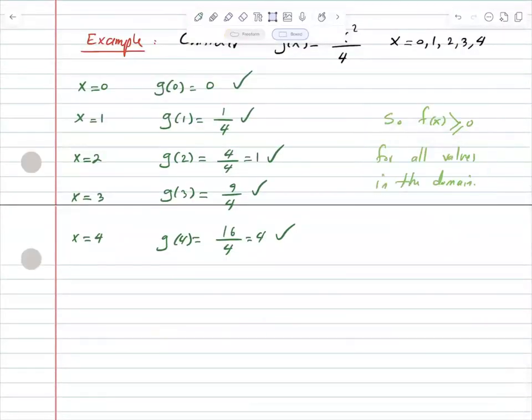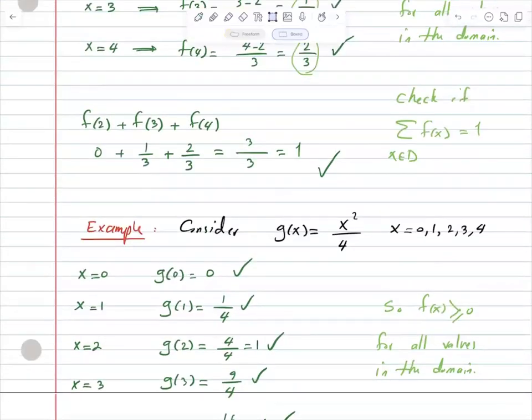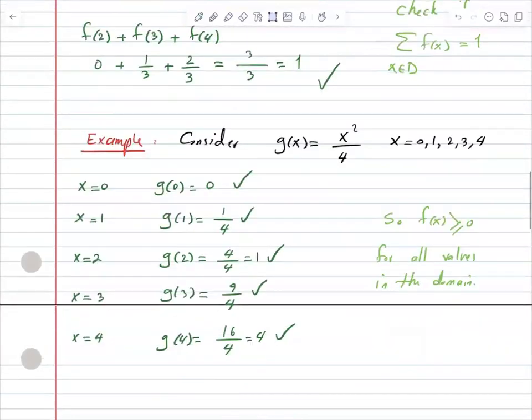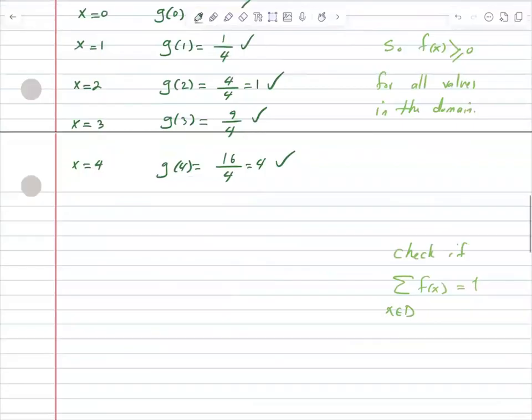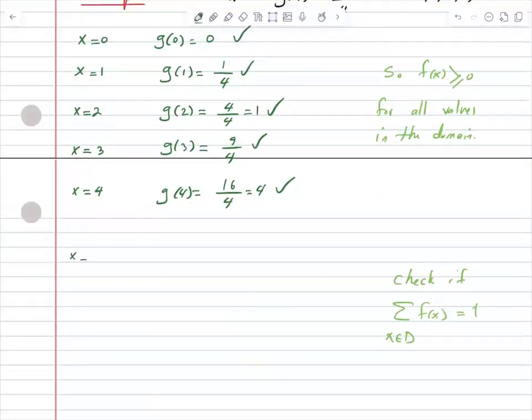Now we need to check to see if the summation of all of these is equal to 100% or 1 as well. Then we can for sure say whether it is a probability distribution or not. But take a look. If we add all of these together, when x is equal to 0, we have a 0 plus. When x is equal to 1, we have a 1/4. When x is equal to 2, we have 1. When x is equal to 3, we have 9 over 4. And finally, when x is equal to 4, we get 4 back.